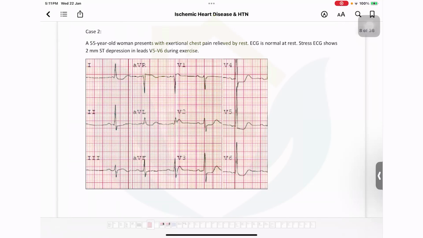A 55-year-old woman presenting with exertional chest pain. Now, exertional chest pain is classically stable angina. So, exertional chest pain relieved by rest. ECG is normal at rest. Stress ECG shows 2 mm ST depression in V5 to V6. So, a little bit in V4 also, V5 and V6. So, what is the diagnosis?